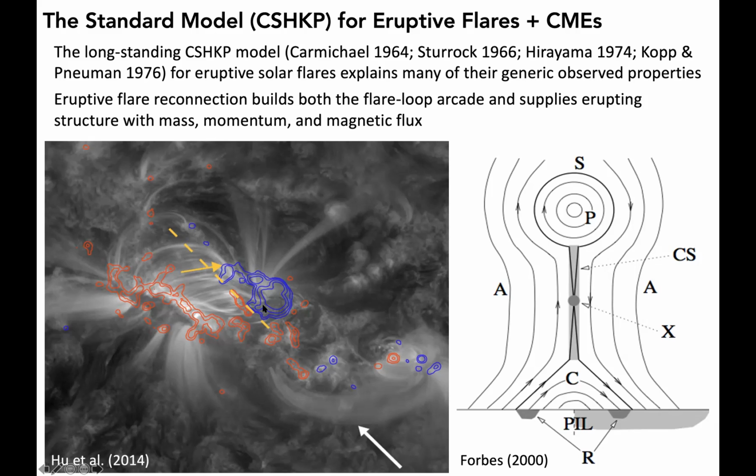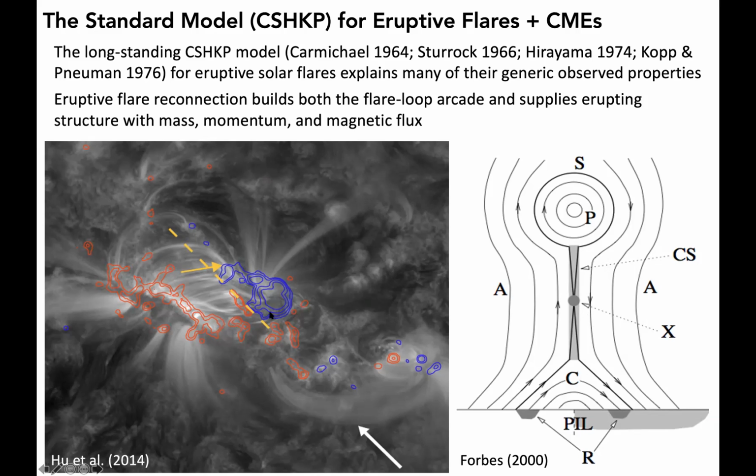Here's an example of basically a two-ribbon flare. The red and blue contours are positive and negative magnetic polarities in this kind of active region. And you see all these bright striations here are the post-eruption arcade. And so these are loops connecting the positive and negative polarities here. And this is underneath the erupting structure.